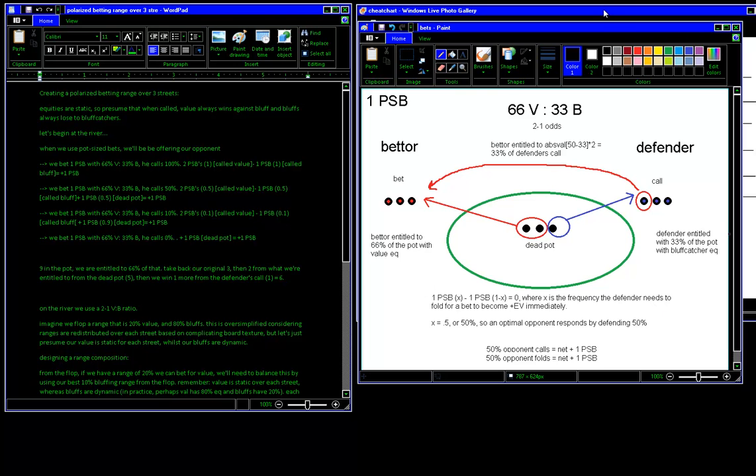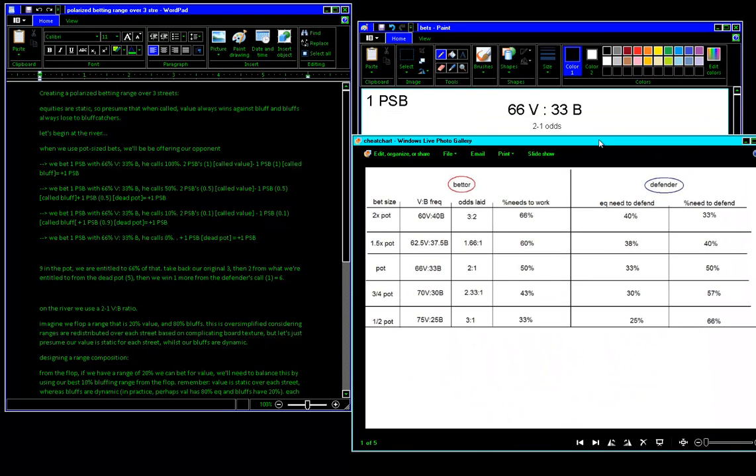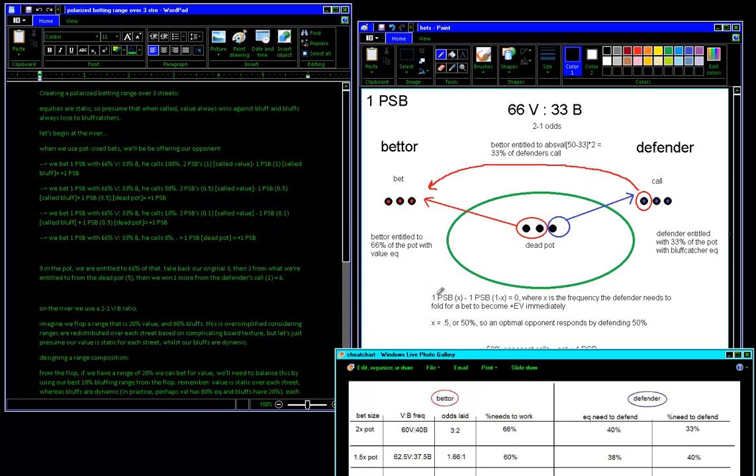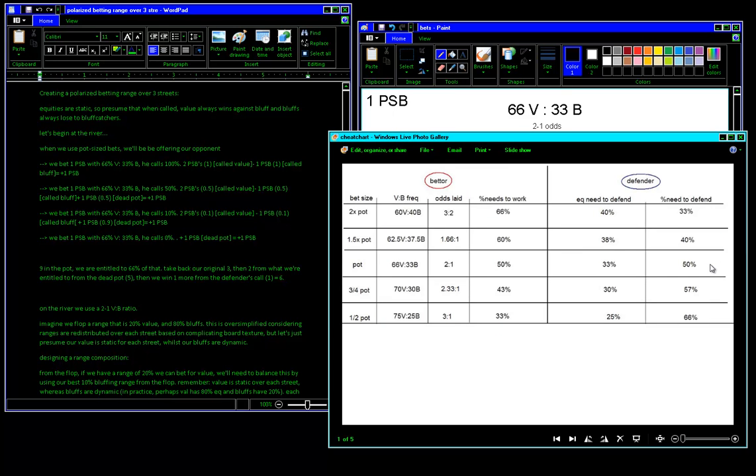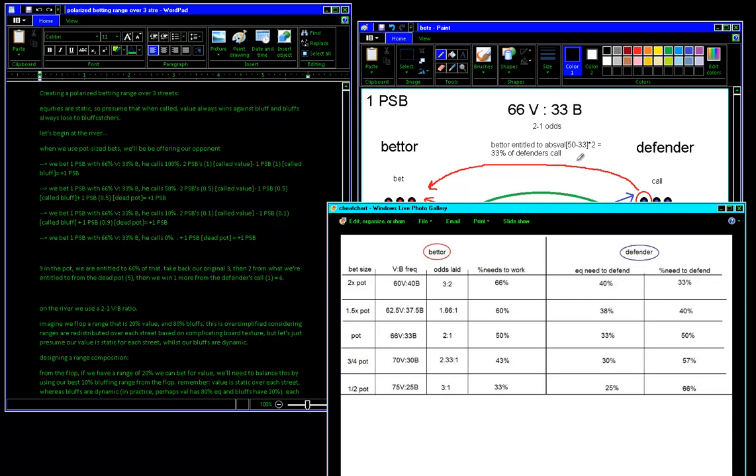For instance, I have a cheat sheet right here where I use all the bet sizing and the frequencies and whatnot. For example, we're doing this right now, where better bets pot. When equities are static on the river, these are the frequencies that need to be met. 66 value for 33 bluffs. The odds laid at 2-1. This needs to work 50%, which we just went over using this little piece of algebra. And the defender needs to defend 50% of the time with a minimum of 33% equity, which is what we talked about up here.